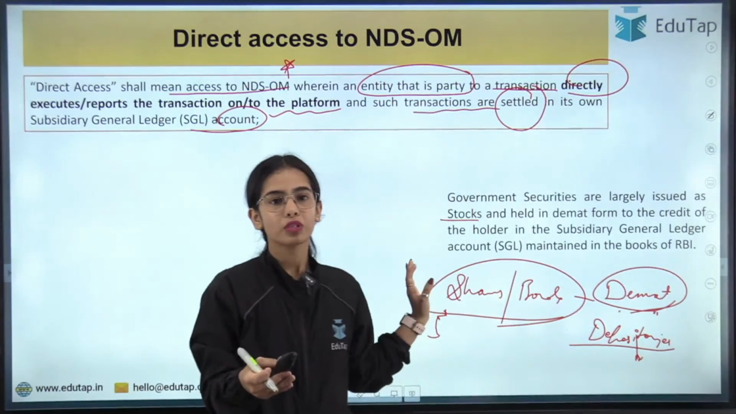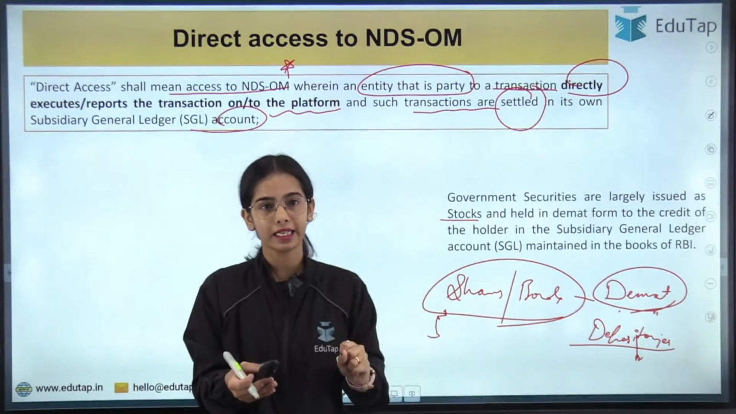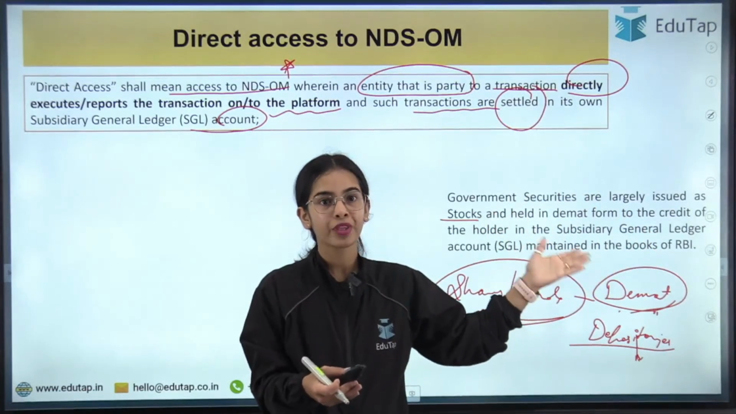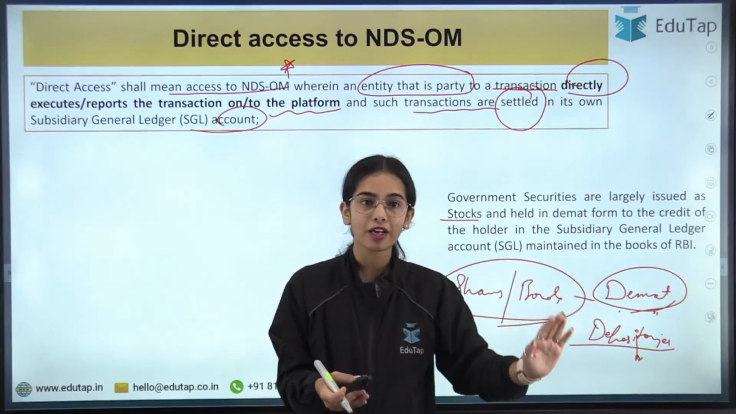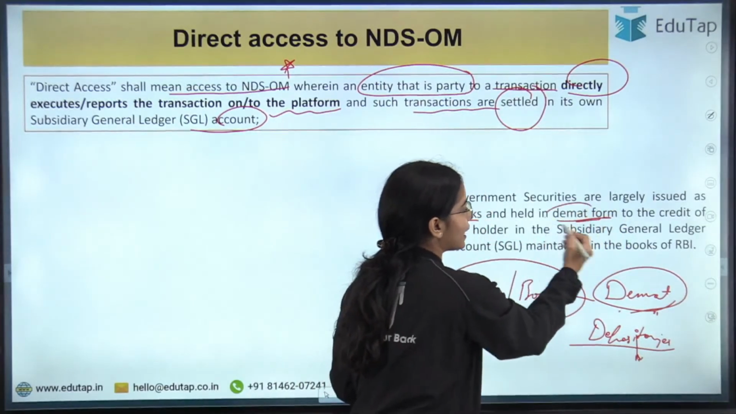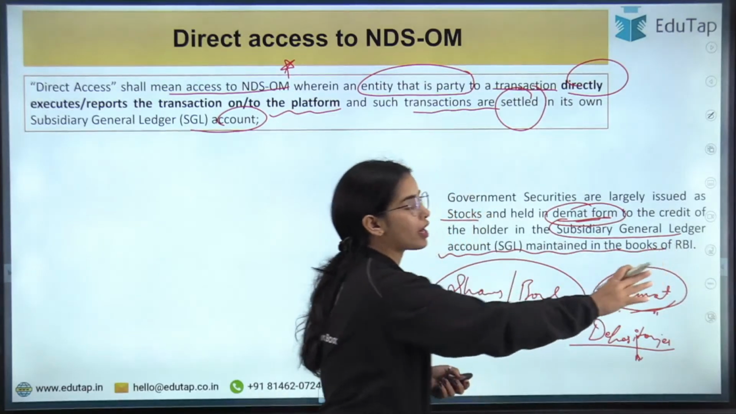Okay, so this is the idea. Now in the case of government securities, because RBI is handling everything, government securities are largely issued as stocks only, and they are held in the demat form. They are held in the demat form, but they are held in the subsidiary general ledger account maintained in the books of RBI.